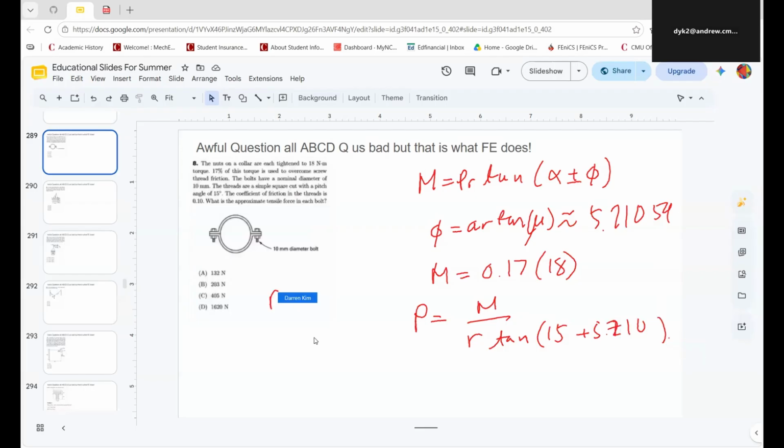And then R equals basically whatever the diameter was, 10 millimeters, divided by 2, which is what we have over here. So 10 millimeters is 0.01 meters, divided by 2. What you have in the end is 0.17 multiplied by 18, divided by 0.01 divided by 2, multiplied by tan of parentheses 15 plus 5.71059. With that said, it is about 6126.118, but it's going to round to 2 because that's how they always do it. So it's D. This question is bad.